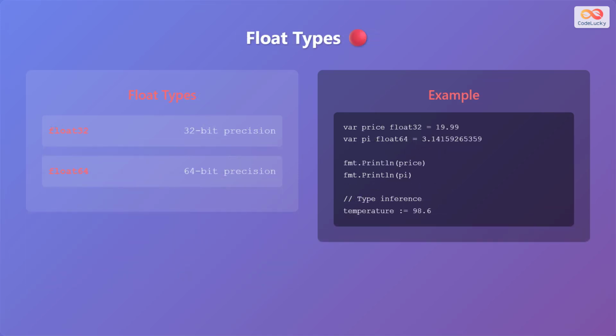Let's discuss float types in Go. The two main float types are float32, which is a 32-bit precision floating point number, and float64, which is a 64-bit precision floating point number. Here is an example. First, we define a variable price of type float32 and assign the value 19.99 to it. Next, we define pi of float64 and assign the value 3.14159265359 to it. Both are then printed to the console. Finally, another example uses type inference to create a temperature variable and assign it the value 98.6.